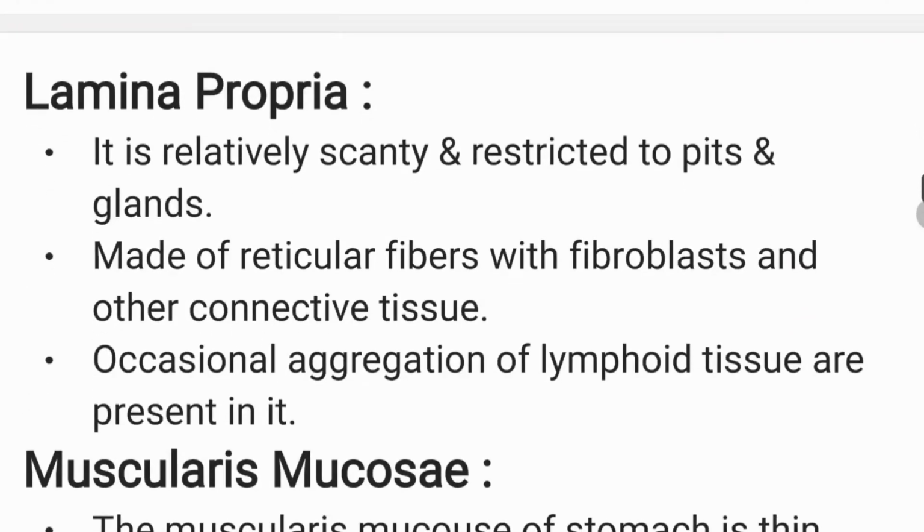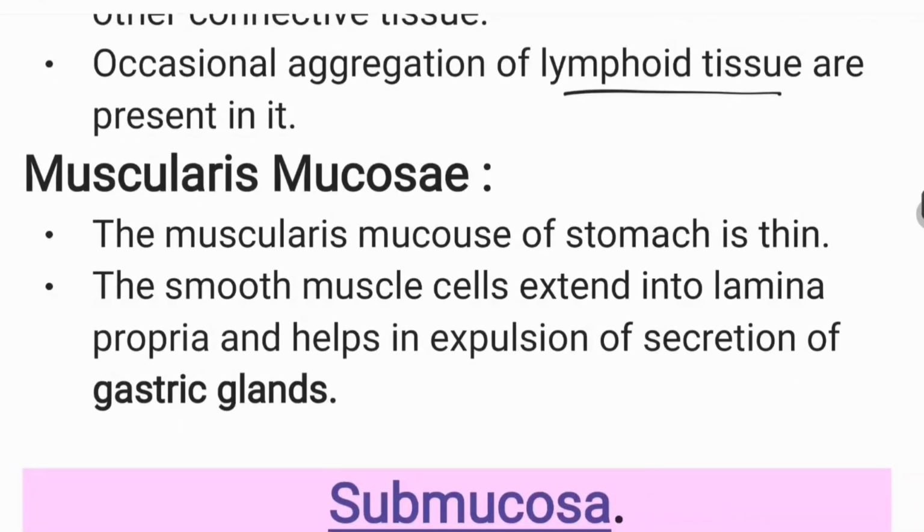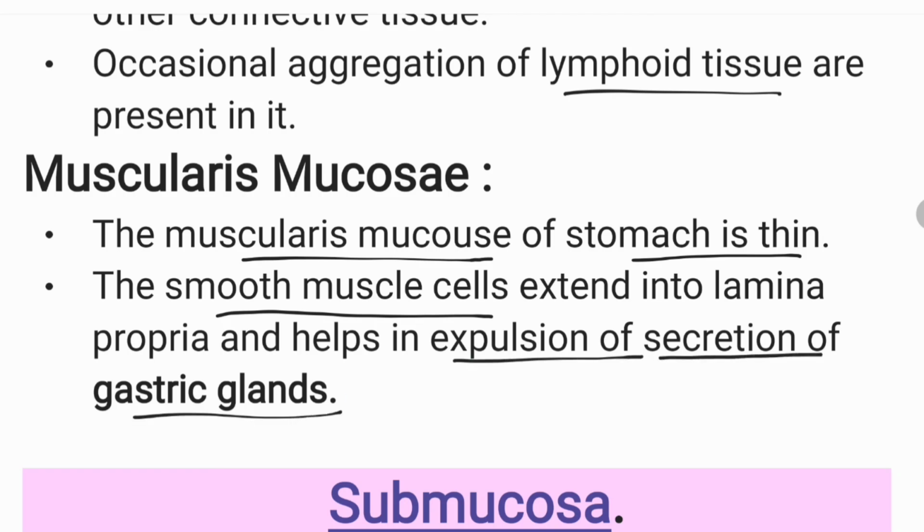Lamina propria is relatively scanty and restricted to the pits and glands. This lamina propria is made up of connective tissue like reticular fibers with fibroblasts and some other connective tissue cells. Occasionally we can get some lymphoid tissue in the lamina propria. Now the muscularis mucosa of the stomach is thin layered. Smooth muscle cells are present and help in the expulsion of the secretion of the gastric glands. Now what is the function of the smooth muscle? The smooth muscle helps in the expulsion of the secretion of the gastric glands.